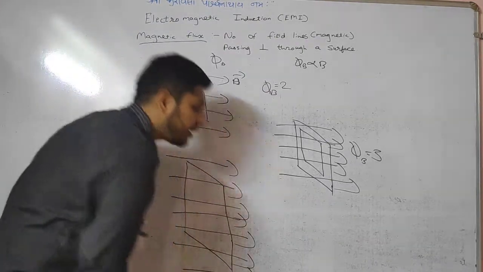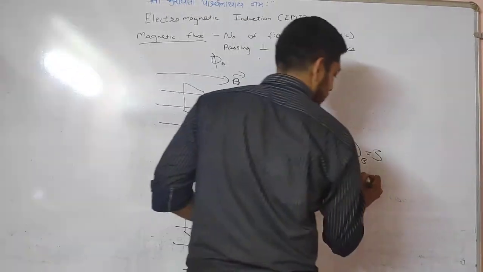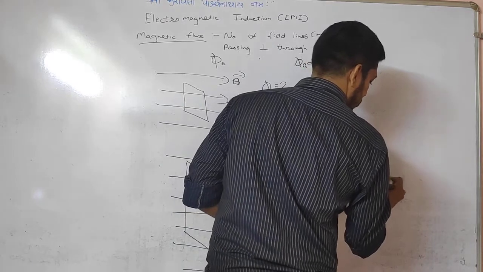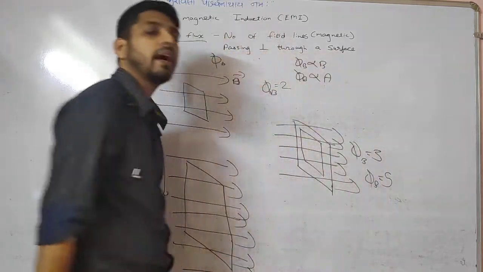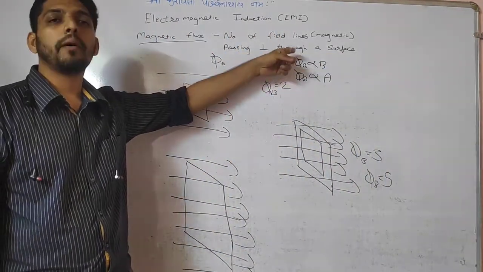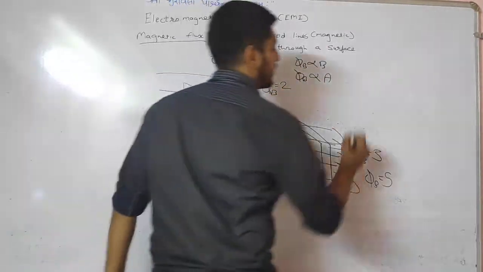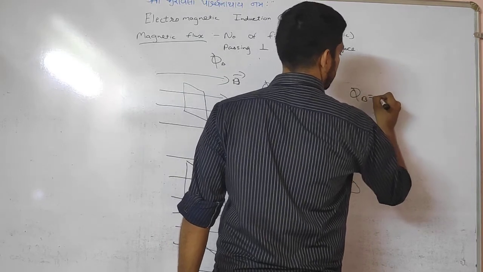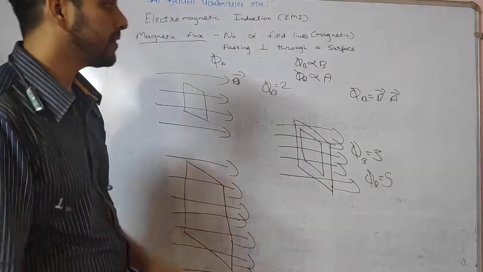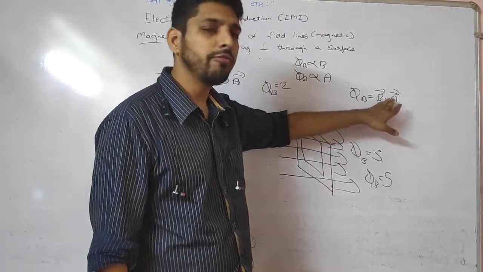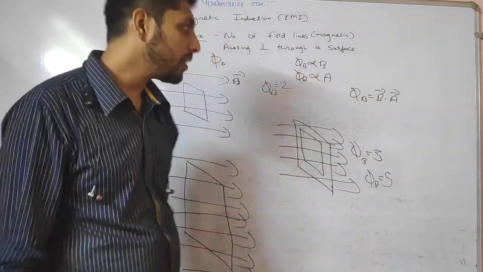You can see, as the area increases, the number of field lines passing through that surface also increases, which means that flux increases. For the bigger one, the flux will be equal to 5, which tells us that flux is directly proportional to area also. Flux is proportional to magnetic field intensity and flux is proportional to area also. So I can write this in the form of phi b equals B dot A. Suppose the proportionality constant is equal to 1, then I can write it in this form. It is the dot product of B and A. If B increases or A increases, the value of flux will increase.